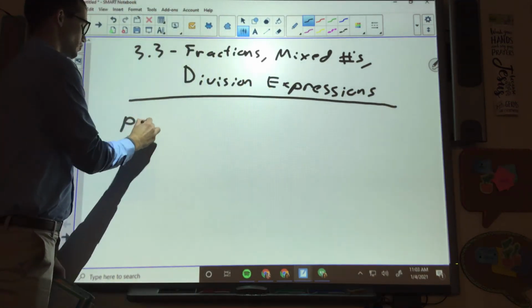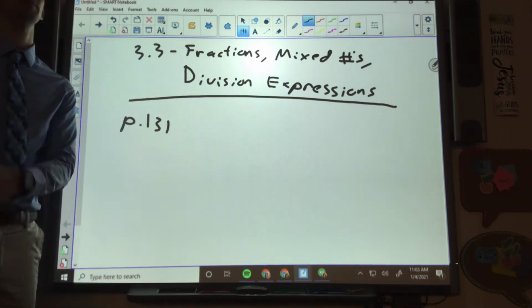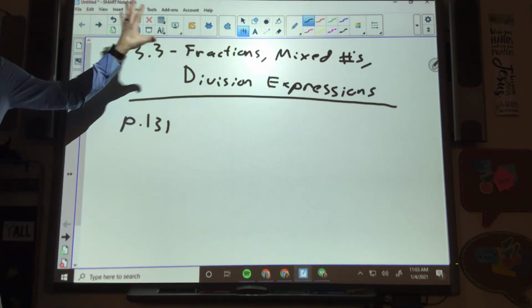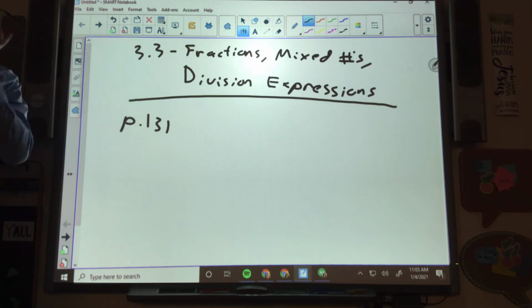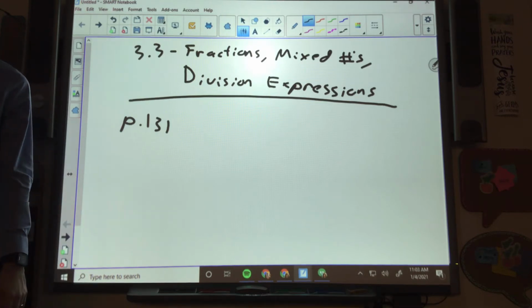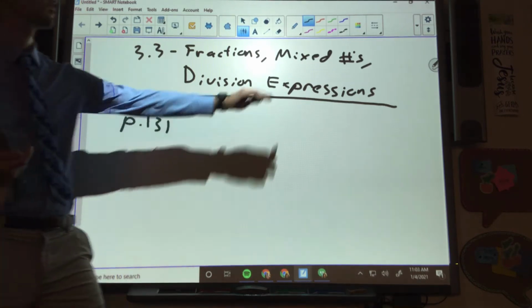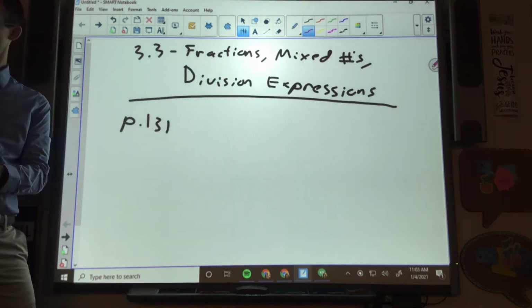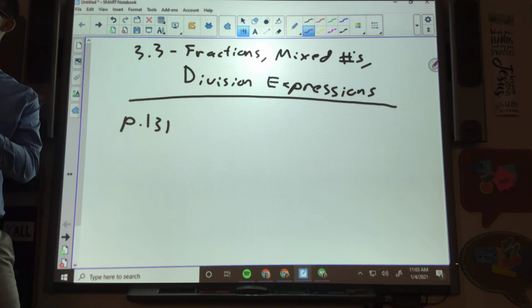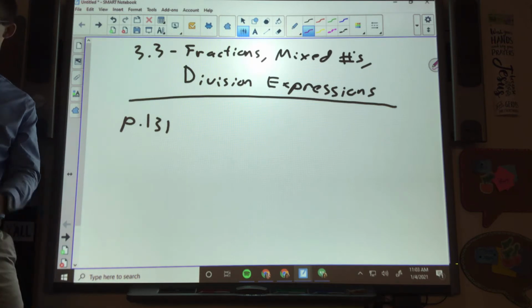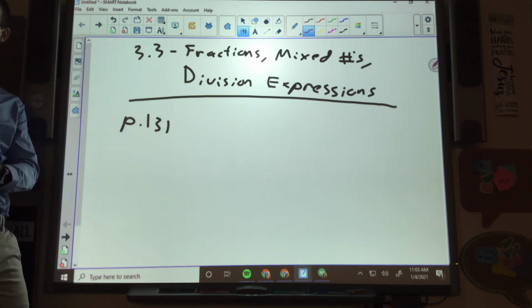On page 131. So you should be open to page 131. You should have written this at the top of your page already, because anything I write on the board, you are writing in your notebook as well. So, page 131.